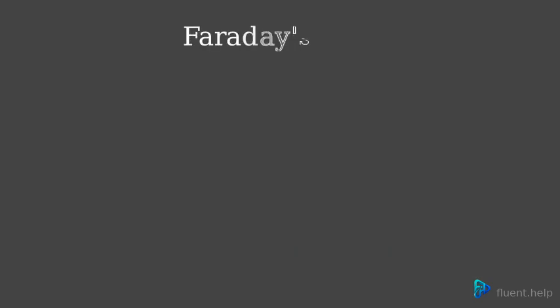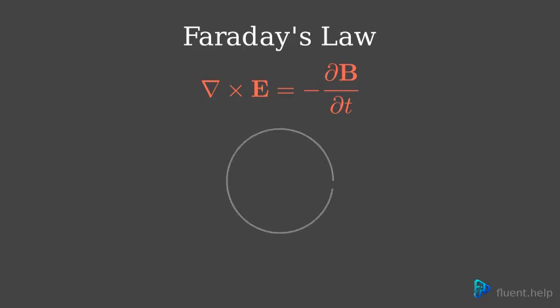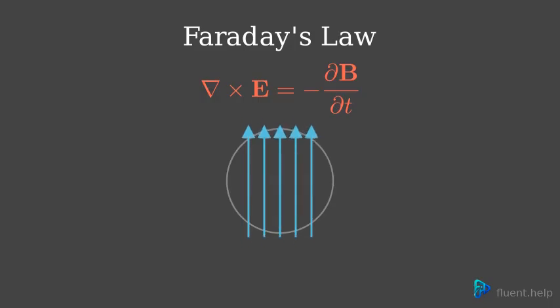Next, we have Faraday's law. This is where things get dynamic. It tells us that a changing magnetic field creates an electric field. Specifically, the curl of E equals the negative time derivative of B. Imagine a magnetic field passing through a wire loop. If you change the strength of that field, an electric field begins to circulate around it.